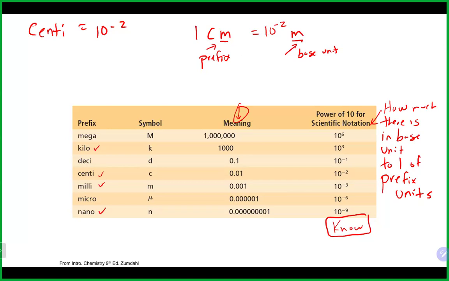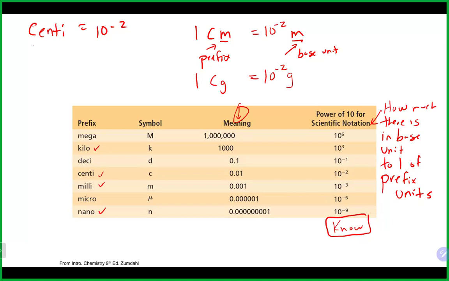It doesn't really matter what the base unit is. For example, if I had centigrams and grams, there would be 10 to the minus 2 grams, the base unit, in one of the prefix unit, centigrams. That is the proper way to use this table. I can't tell you how many people flip it around and say there's 10 to the minus 2 centimeters in a meter, and always use it backwards. It works for any of these.